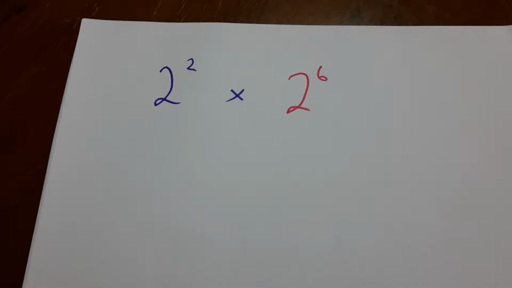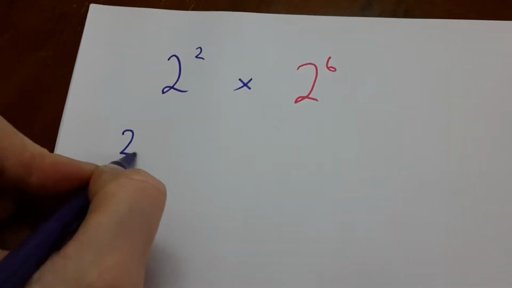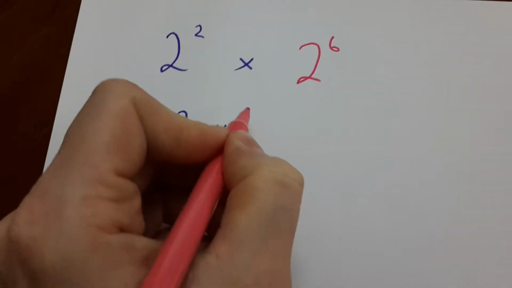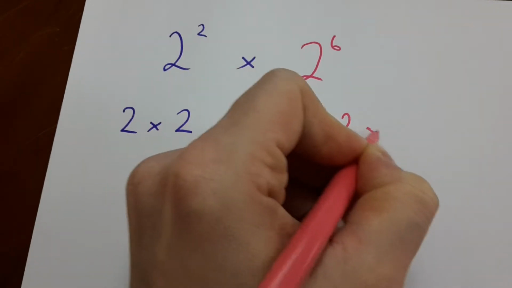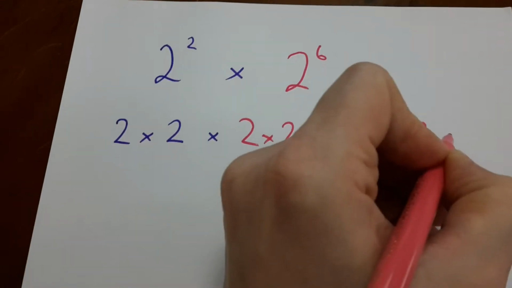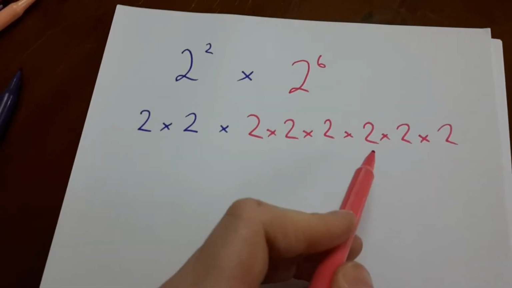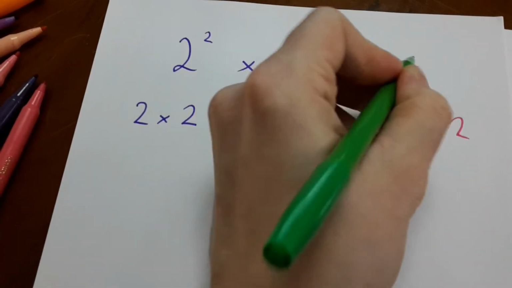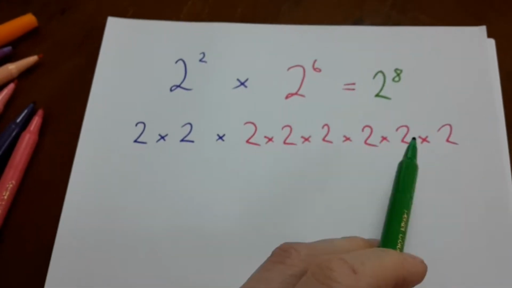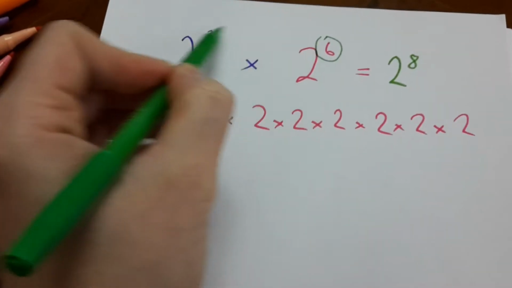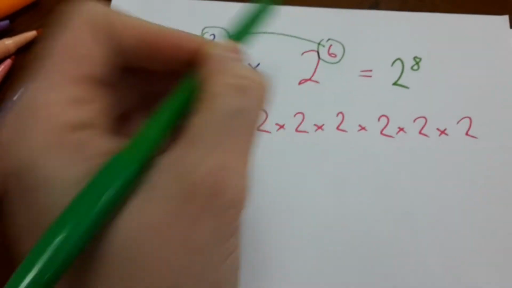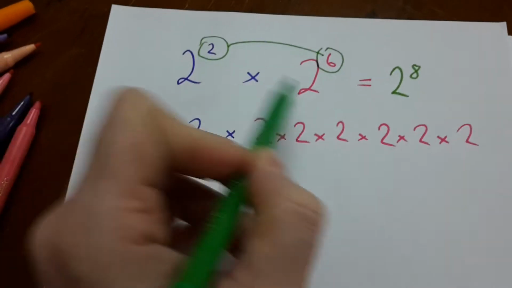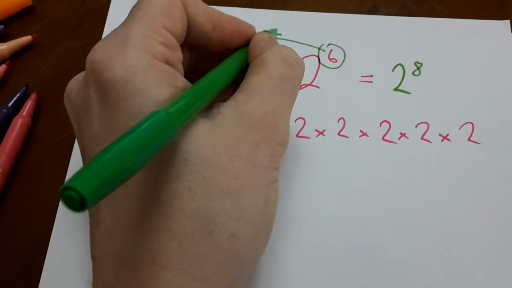So here's my first shortcut rule. If I have 2 times 2 and I multiply that by 2 to the power of 6, so 2 times itself 6 times, 1, 2, 3, 4, 5, 6. In total we actually have 2 to the power of 8. So the shortcut trick is this. If you're multiplying two identical bases together, this will only work if you have the same number at the bottom of both powers, you can just add them.